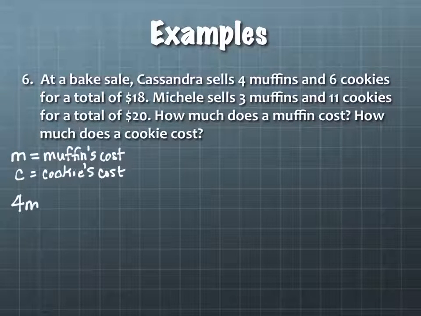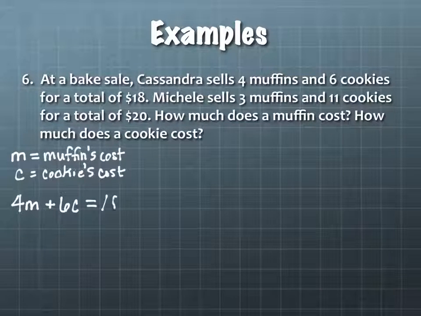4M. This is like our ticket sales part where we were looking at the price. 4M. And she sells 6 cookies. So how much does she make from selling cookies? 6C, and she makes a total of $18. So this is equal to 18.